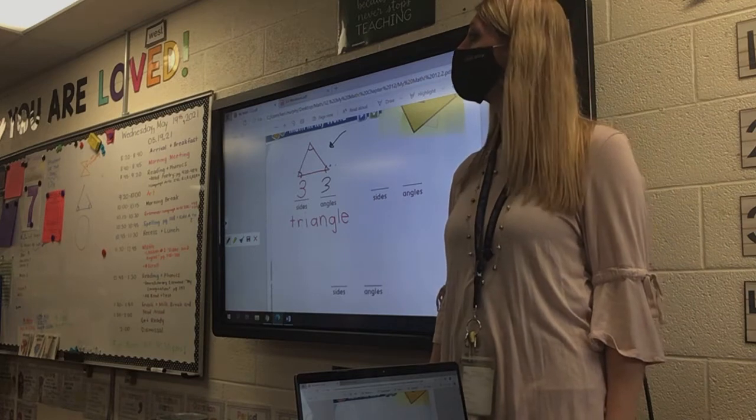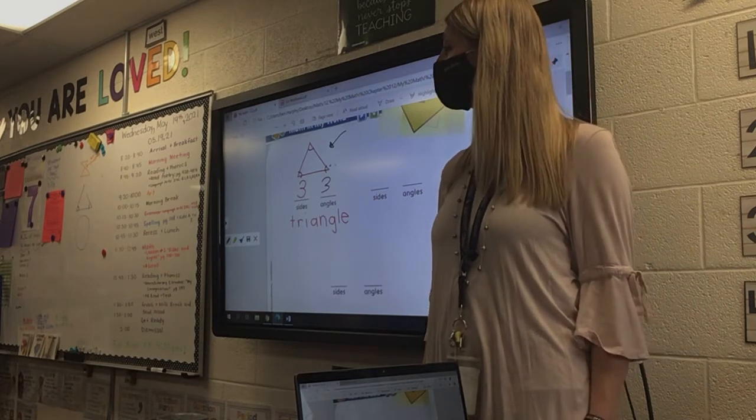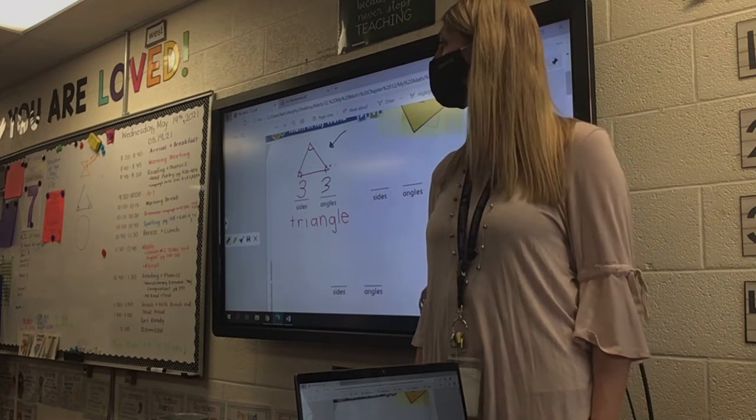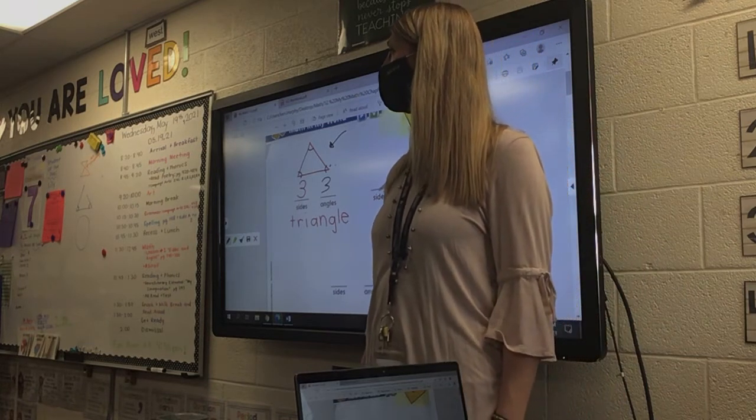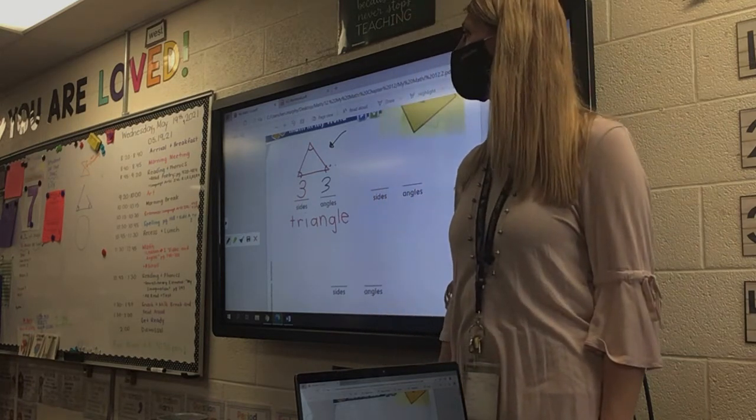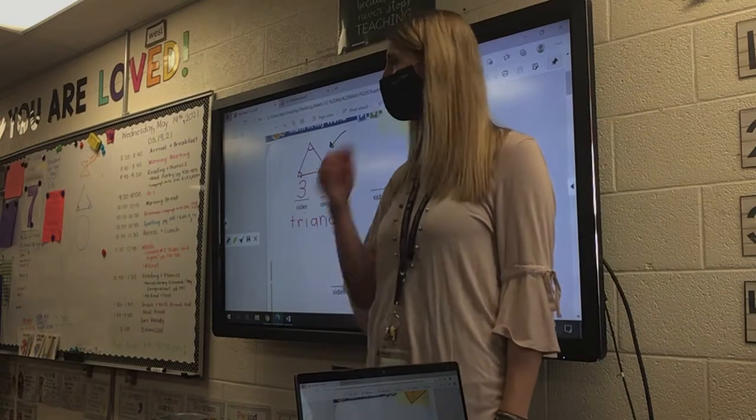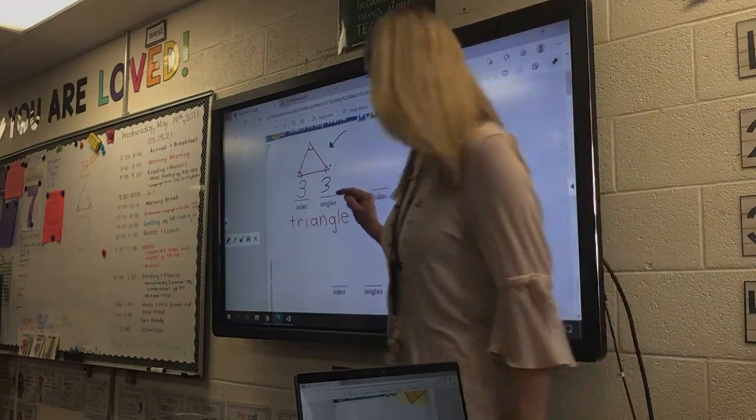Question, Eddie? On the board, if you look at the triangle in 3D, it sort of looks like a basketball court. Yeah, because of the curve. I see what you're saying. Okay, let's go on to the next one.